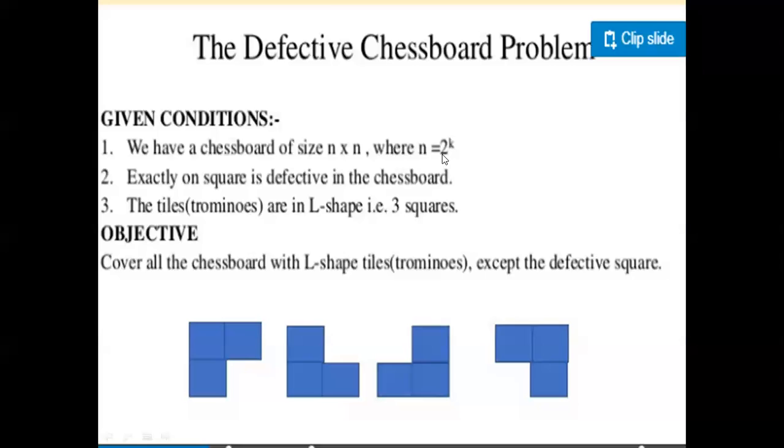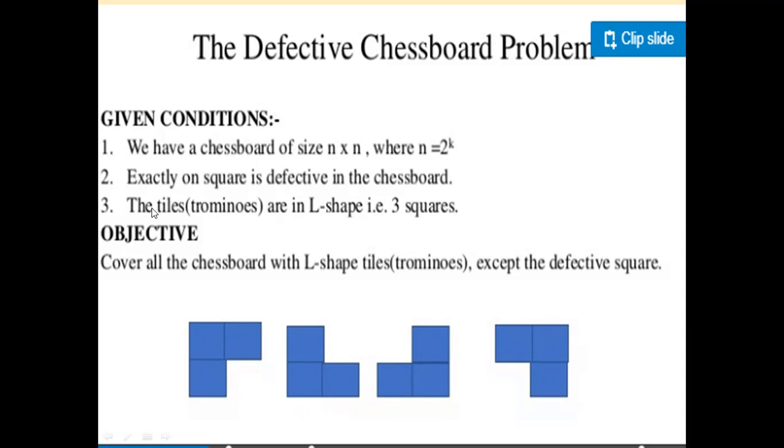2 power k. Suppose any chessboard size is n by n, where n equals 2 power k. That is 1 by 1, 2 by 2, 4 by 4, 8 by 8, or 16 by 16, or 256 by 256 chessboard. Exactly every chessboard has only one defective square. Exactly one square is defective in the chessboard, and only one square is defective.